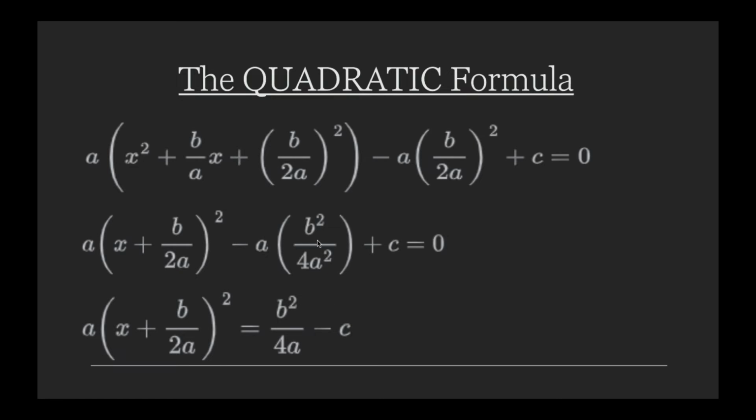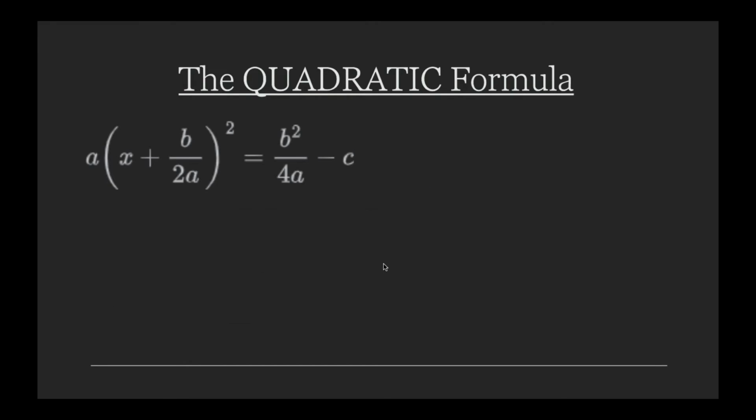Next, we bring all of this to the other side, and I also cancel out one of the a's, so we get b squared over 4a minus c. Next, we combine the fractions. So you want to make it into one fraction so it's easier to understand and to calculate. So we have minus 4c.